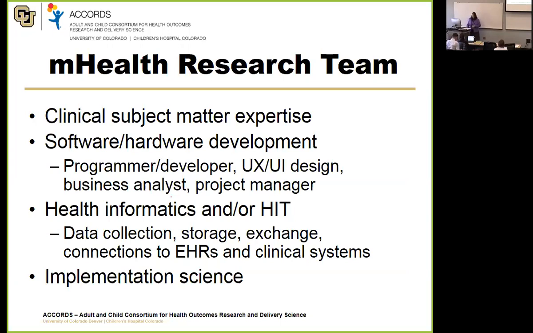You need somebody who has some knowledge around health IT or health informatics, thinking about those data areas: the collection, the storage, the interoperability, the exchange. How is the data in your project going to be managed, especially if it's inside of an app or device? How are you going to get it out? What are you going to do with it?